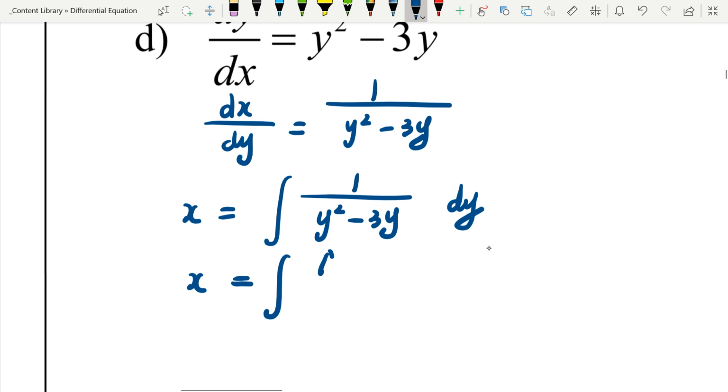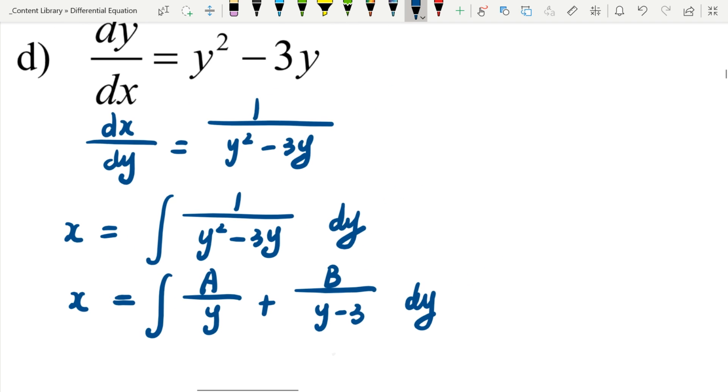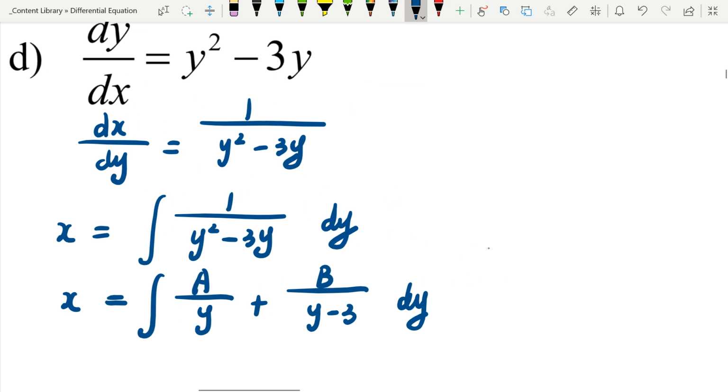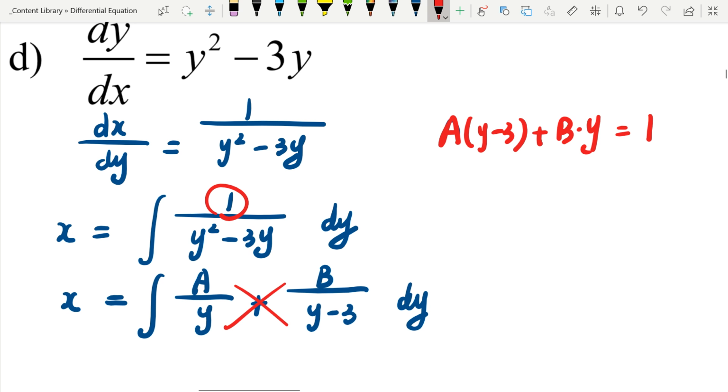So that's just the integral of a over y plus b over y minus 3 dy. Okay, y times y minus 3, and I will just write it here. So a times y minus 3 plus b times y should equal 1. Cross multiply and add them, and you should have the original numerator.